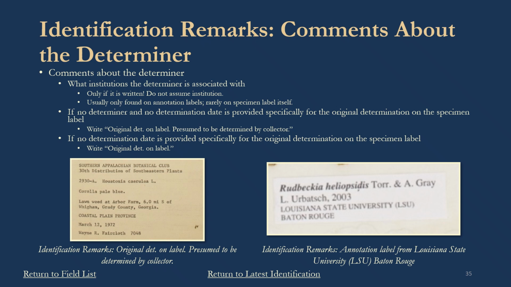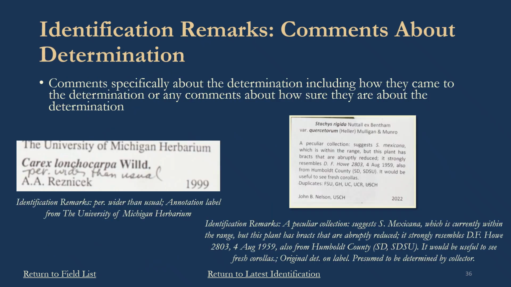If no determiner and no determination date are provided on the herbarium specimen label, write original date on label, presumed to be determined by collector. If there is no determination date provided specifically for the original determination on the specimen label, write original date on label. Comments specifically about the determination are anything related to the determination itself, such as explanations why the determiner provided the determination they did, and/or comments about how sure they are about the determination.